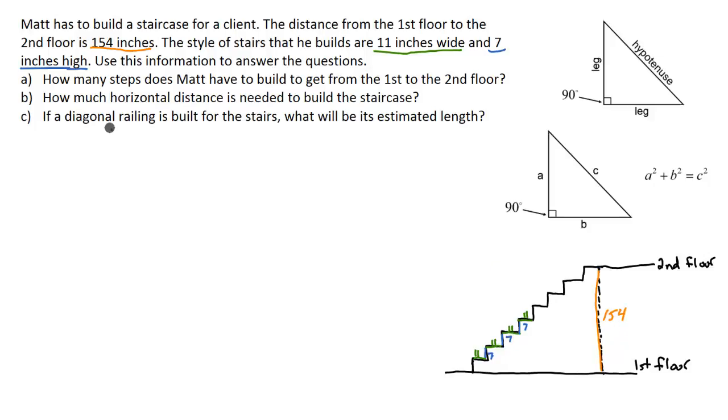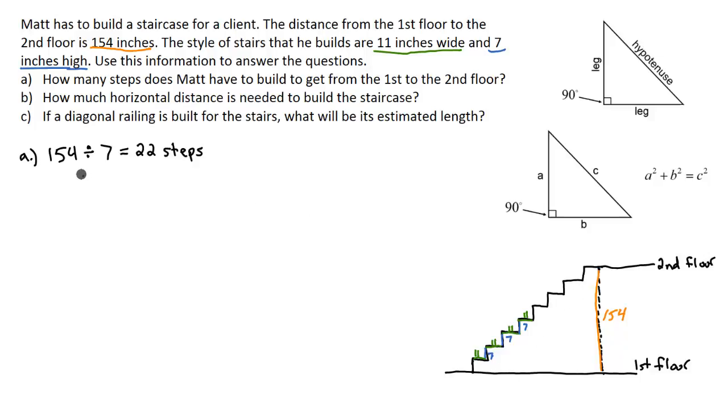And part A is asking, how many steps does Matt have to build to get from the first floor to the second floor? Well, we know that we have to go up a total of 154 inches, right? Well, how tall are each of these steps? 7 inches. So how many of our 7 inches go into 154? That means we have to do division. 154 inches divided by 7 inches is going to be 22, and that represents steps. That's how many steps we need to build to get from the first floor to the second floor.